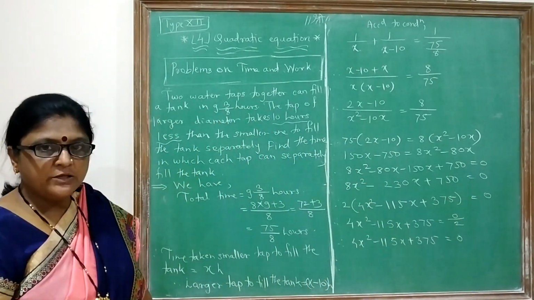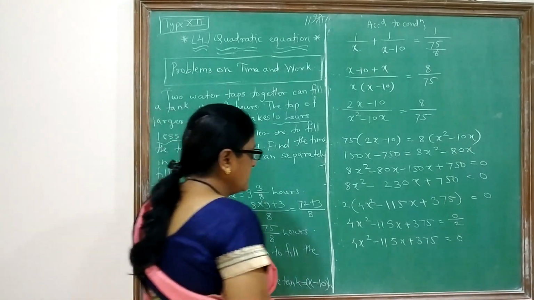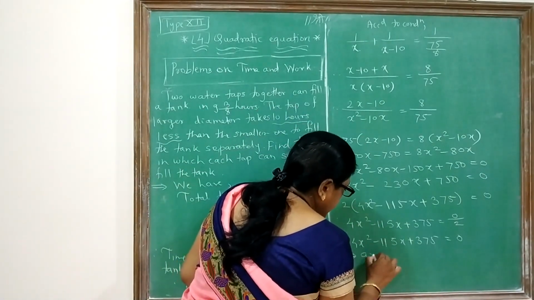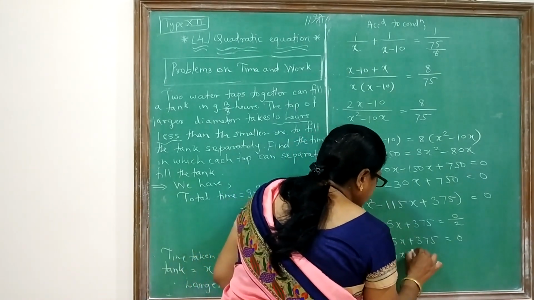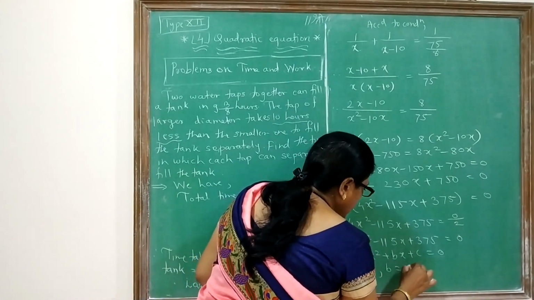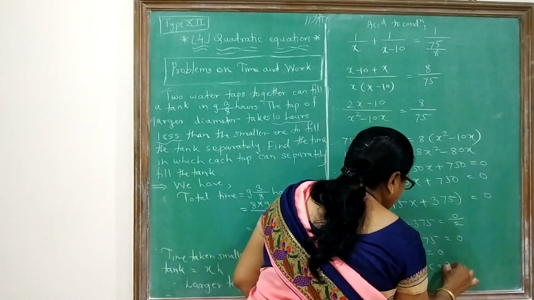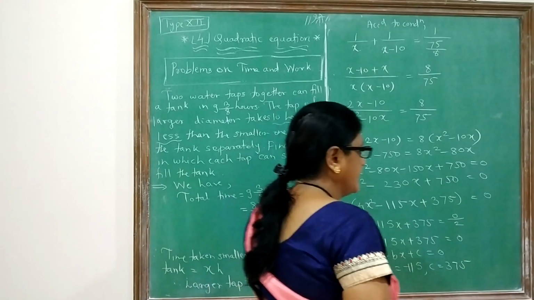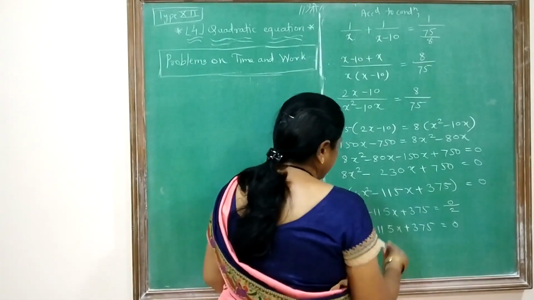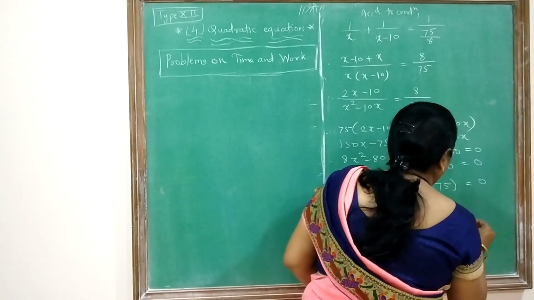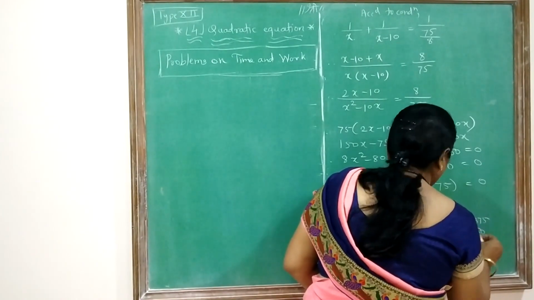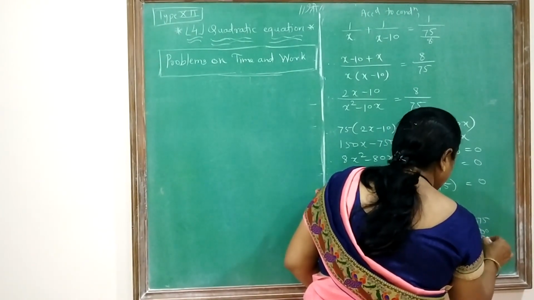And here you will use the quadratic formula. Suppose ax square plus bx plus c equal to 0, that is a equal to 4, b equal to minus 115, and c equal to 375. Now using the quadratic formula, 4 into 375 is 1500, and b is minus 115.